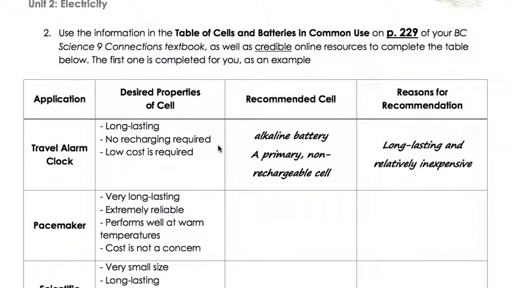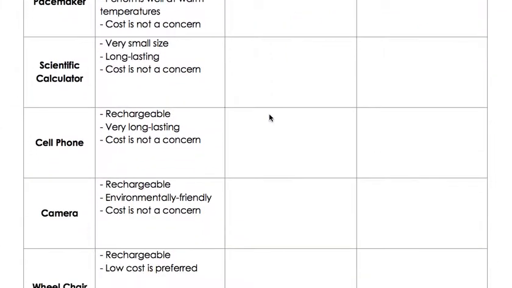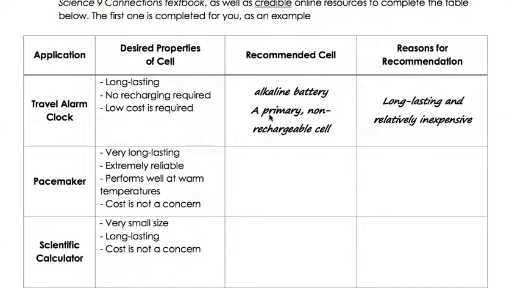Once you're finished section 1, you can move on to section 2, where you and your partner are going to be using text page 229, where there is a table of cells and batteries in common use to help you figure out what cell you would recommend for each of these applications. Included for you here is a list of desired properties of each cell to help you make your decision.